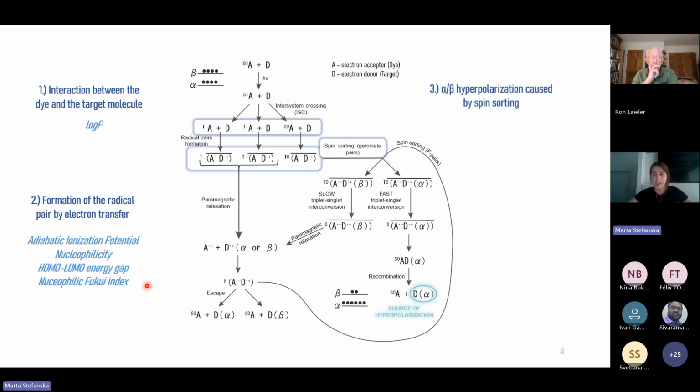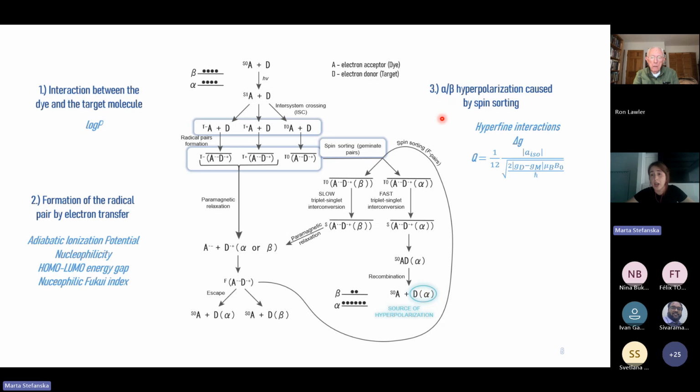And finally, after this, we have a spin sorting mechanism, which is basically the core of all the hyperpolarization we get in Photo-CIDNP, and which is responsible for our hyperpolarization. And this is because we have a different triplet-singlet interconversion for beta and alpha state, and this results in this population difference, which is higher than Boltzmann distribution. And as a result, we have our increase in intensity.